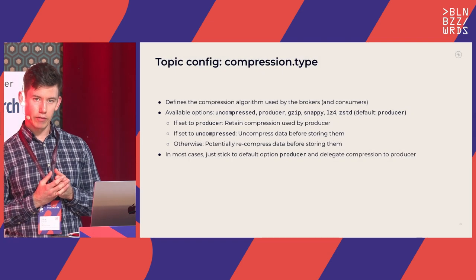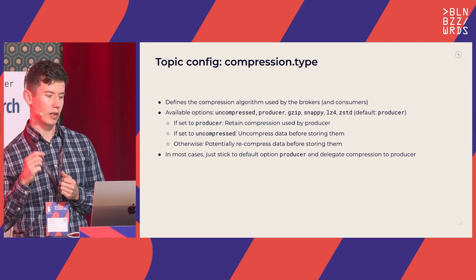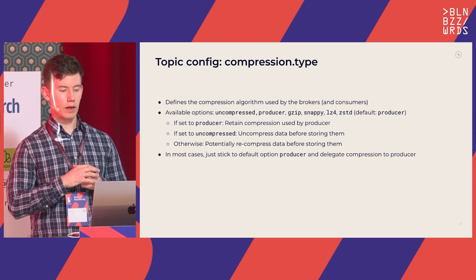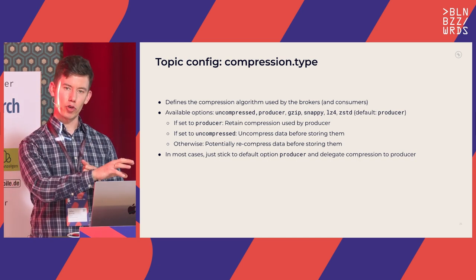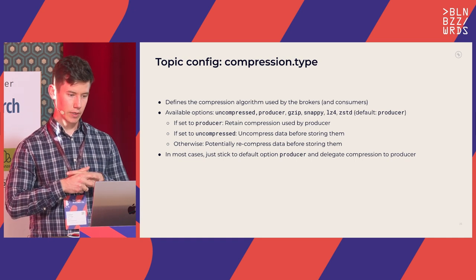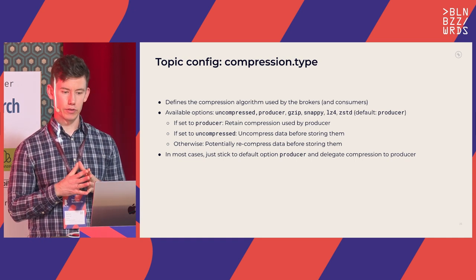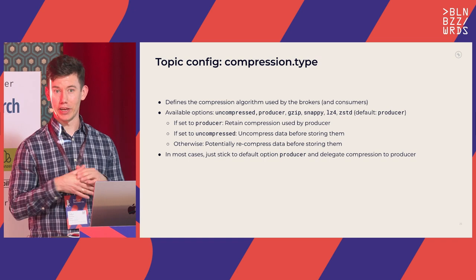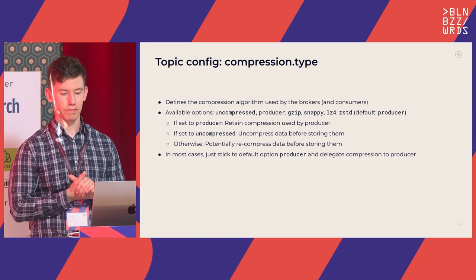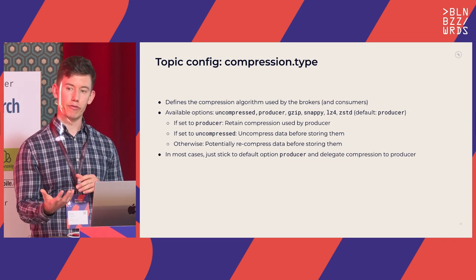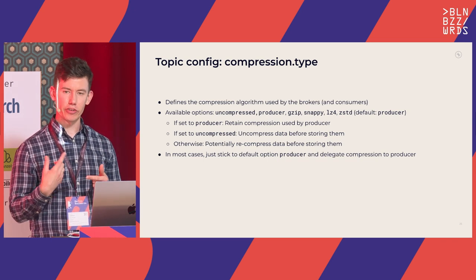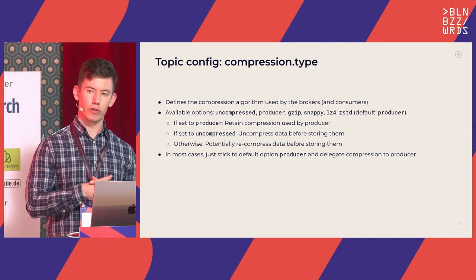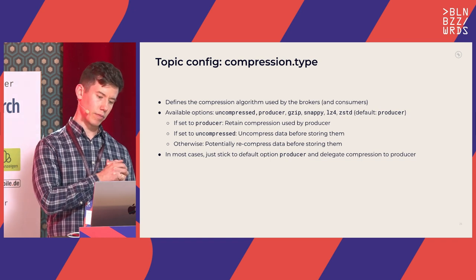There's also a topic-level config called compression.type, which lets you set the compression algorithm that should be applied by the broker. If you set that for the topic, it will also be used by consumers. Here, options are slightly different. We have the option uncompressed, in which case records are not stored in a compressed way. We have the default option called producer, which just retains the compression algorithm used by the producer. And again, we have these four different compression algorithms that we can choose from.